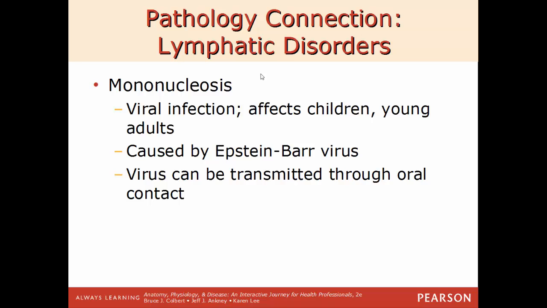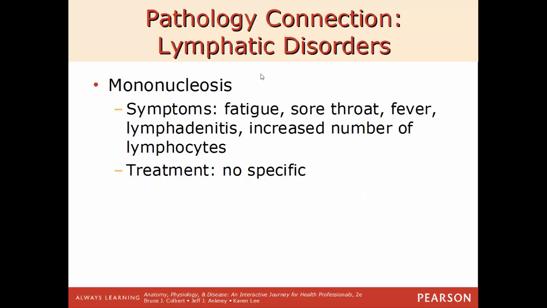Mononucleosis, also known as the kissing disease. This is a viral infection. It can affect children and also young adults. It's caused by the Epstein-Barr virus. The virus is transmitted through oral contact, which is why it's called the kissing disease. Some common symptoms: sore throat, fatigue, fever, increased number of lymphocytes, lymphadenitis. And for treatments, there is no specific treatment to treat mono.